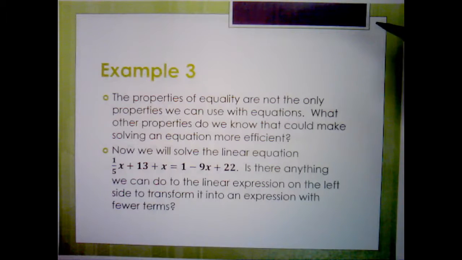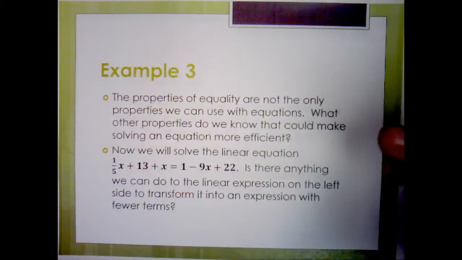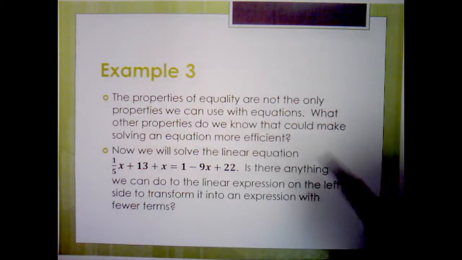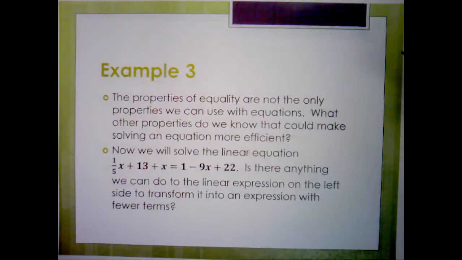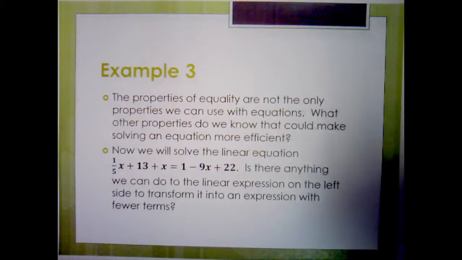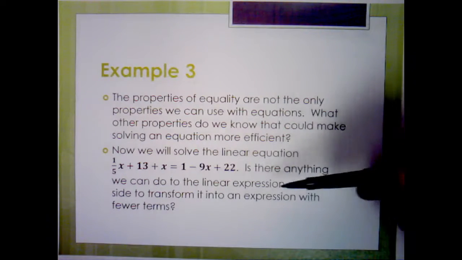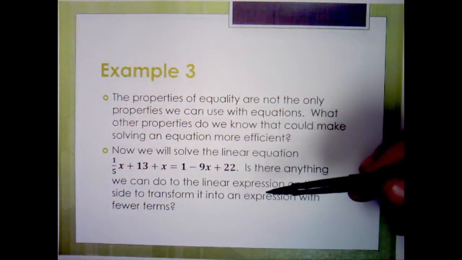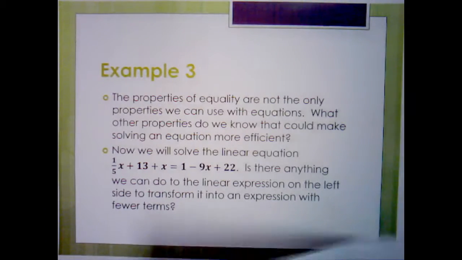Okay. Well, really, the distributive property, which allows us to combine x's on the same side, would really help us solve them a lot more quickly. We wouldn't have to get everything together. Also our commutative and associative properties, which allow us to move them around, which means we can add or multiply in different orders, help us to simplify each side before we start using our properties of equality to get rid of terms. So is there anything we can do to the linear expression on the left to transform it into an expression with fewer terms?